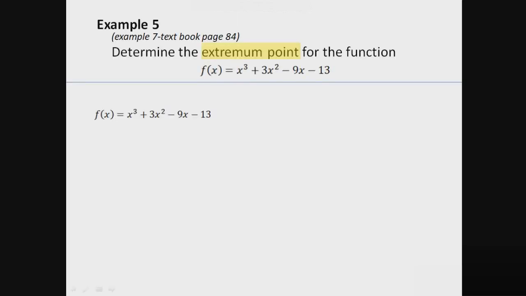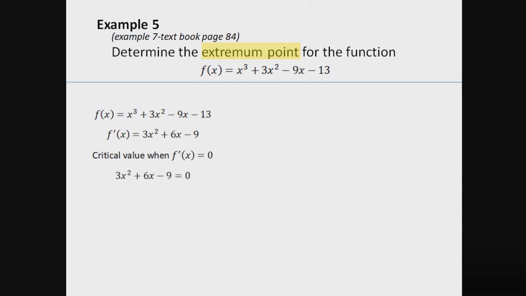Example 5. Determine the extremum points for the function f of x equal to x cubed plus 3x squared minus 9x minus 13. The first step, as usual, is to find f prime x. We get 3x squared plus 6x minus 9, and we have to satisfy the condition of f prime x equal to 0.